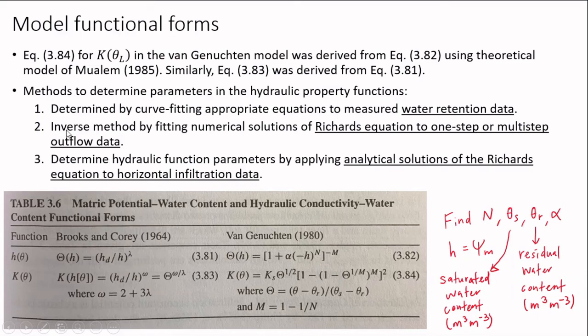Okay, the second method is an inverse method, by fitting a numerical solution of the Richards equation to one or multiple outflow data. You can use this curve fitting method, but this time you're using the Richards equation in a computer simulation, and then you change the model parameters to match the simulation output. All right, and the third method is to determine hydraulic function parameters by applying an analytical solution of the Richards equation to horizontal infiltration data. Okay, so this is another alternative.